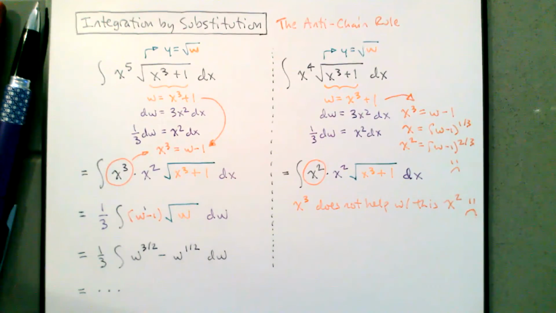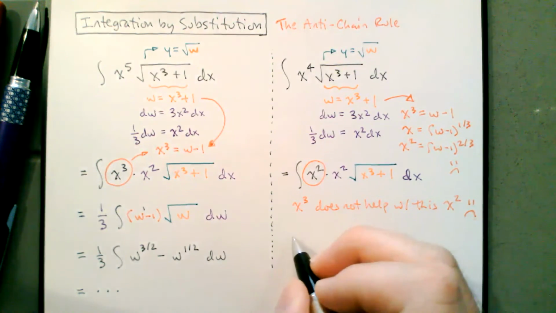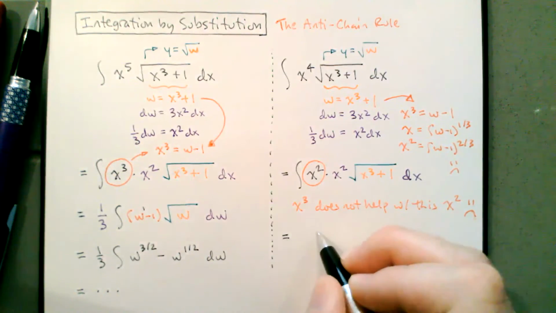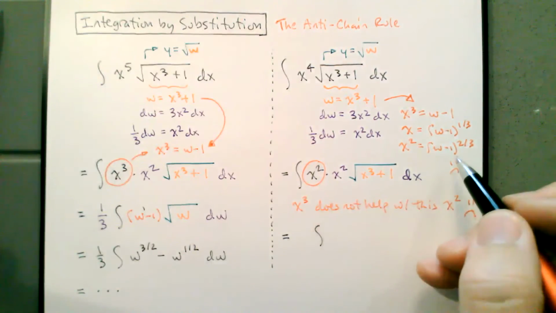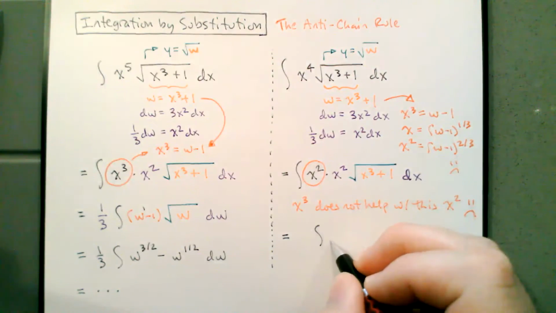That substitution has worked. I got a dw integral. That was better than what I started. Over on the right side, we see that replacing x squared with w minus 1 to the 2/3 just messes everything up. We can still make the substitution where x squared is w minus 1 to the 2/3.